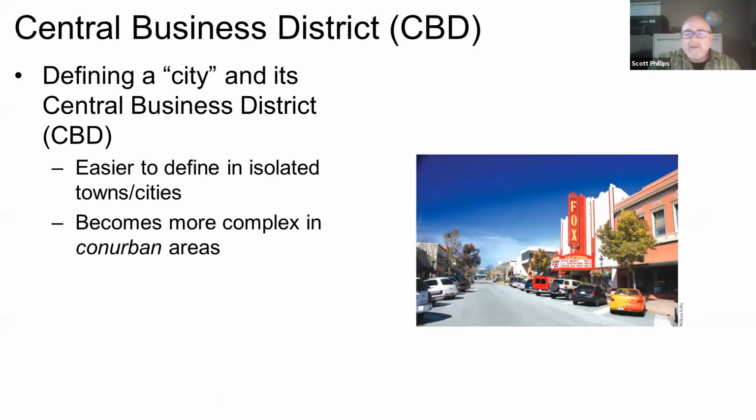Now, defining the CBD, or Central Business District, it's easier in a small town. It's kind of clear to see what the downtown of a small town is. But when you get into these complicated urban areas like the Bay Area and Los Angeles, it can be more difficult in these conurbations.